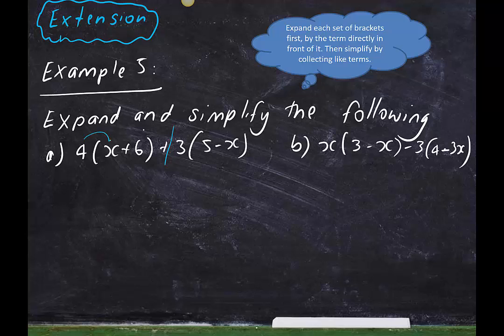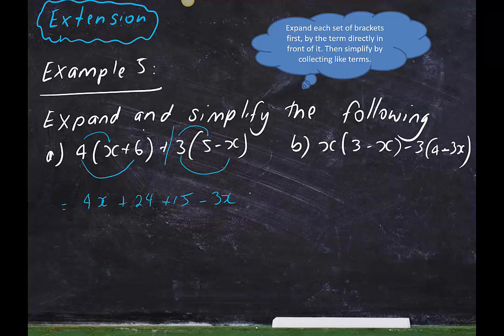So we've got the 4 times x and 4 times 6. So 4x plus 4 times 6 is 24. Okay, so now we've got 3 times 5 and 3 times minus x. 3 times 5 is 15. Now that's a positive 15, so you need to write down a plus. So don't automatically write down the plus there, because if it is a negative, it's going to change. It depends on what's inside the brackets, okay? So you've got plus 15, and then 3 times minus x is minus 3x.